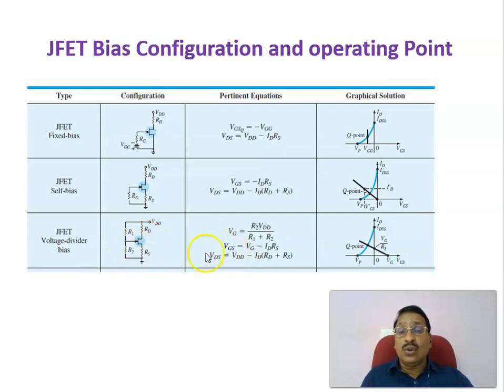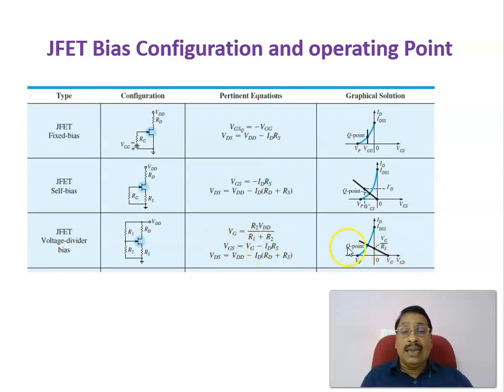VGS, that is the gate to source voltage, is given by VG minus ID into RS. Then again, coming to the transfer characteristics of the JFET, that is the Shockley equation, ID equals IDSS into (1 minus VGS divided by VP) whole square. Now to find the operating point, you have to draw what are called biasing lines. This is the biasing line in the case of fixed bias, and this is the biasing line for the self bias. In order to draw the biasing line, you have to draw a straight line obeying this equation, that is VGS and ID.